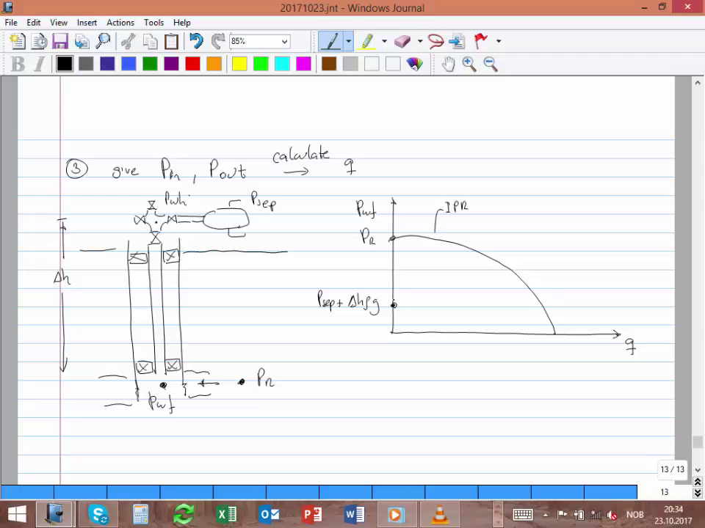When I start flowing, how does the pressure that I need to flow against this separator pressure behave? Will I need more or less than for no flow? More, and that makes sense. I need more pressure here to be able to flow against the separator, because now I don't only have this component, but I have also the friction through the tubing. So that goes like that.